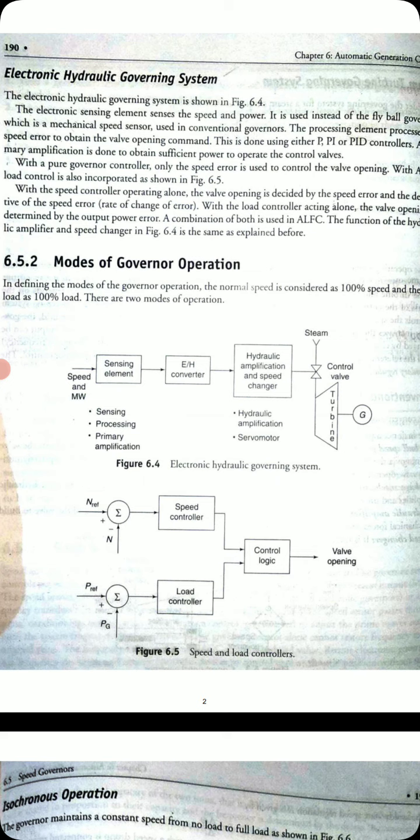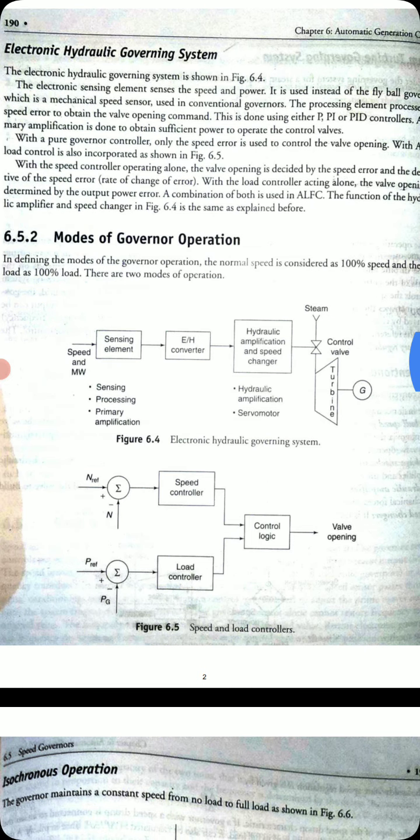With the speed controller operating alone, the valve opening is decided by the speed error and the derivative of the speed error. With the load controller acting alone, the valve opening is determined by the output power error. A combination of both is used in ALFC, that is automatic load frequency control. The function of the hydraulic amplifier and the speed changer is the same as what we saw previously in the electronic hydraulic governing system.